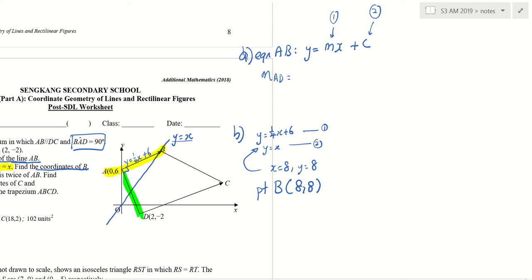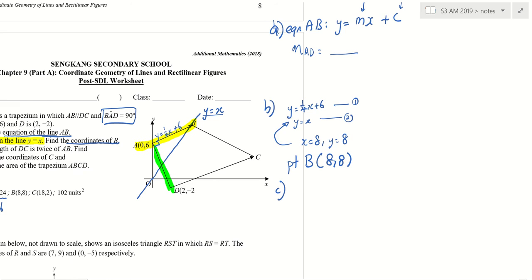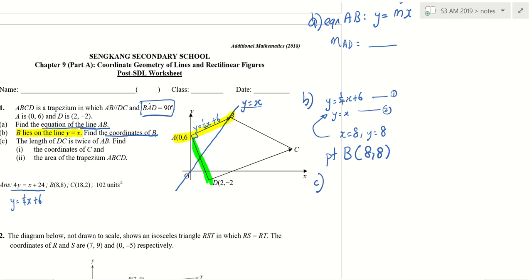Can I stop here already? Okay, good. Can I go to C now? Part B and part C are very crucial in the summary, so I need you to totally understand it.